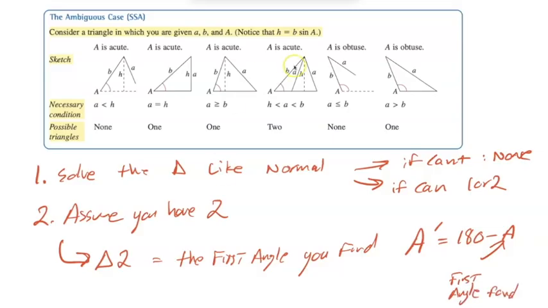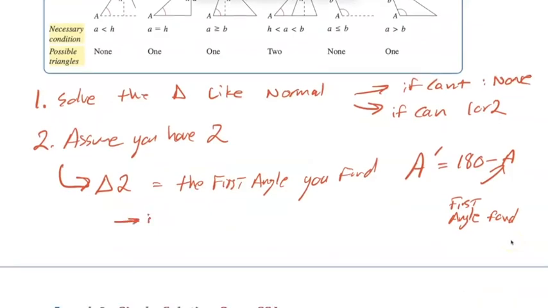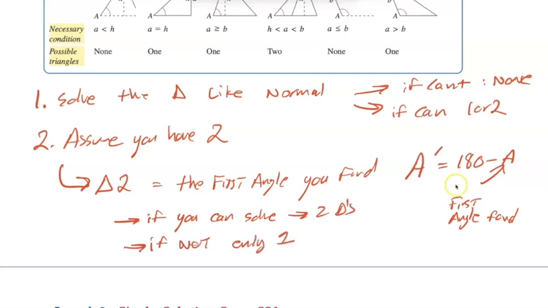So when you have two triangles, you found this angle here, and you're going to try to figure out what this angle is. You do 180 minus that one. When there's two triangles, that's the way it works. You want to assume there's two. Whatever the first angle you found was, you find A prime by doing 180 minus that. If you can solve, two triangles. If not, only one. So for me, that's always been the easiest way. Always assume you have two triangles. Solve like normal. If you're trying to solve like normal and you can't solve it, there's no triangle. If you can, then it's one or two.